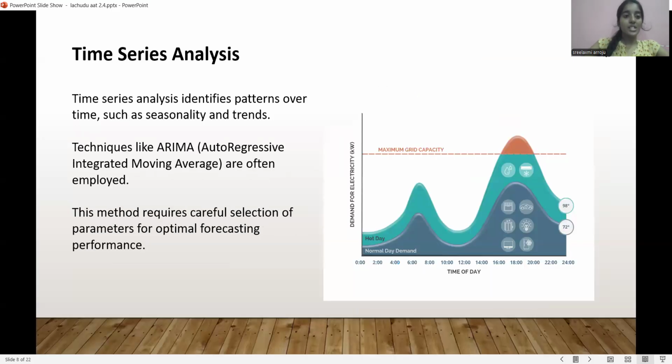Time series analysis. Time series analysis identifies patterns over time, such as seasonality and trends. Techniques like auto-regressive integrated moving average are often employed. This method requires careful selection of parameters for optimal forecasting performance.